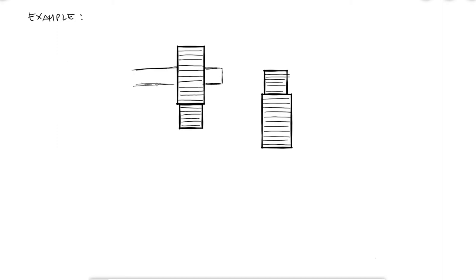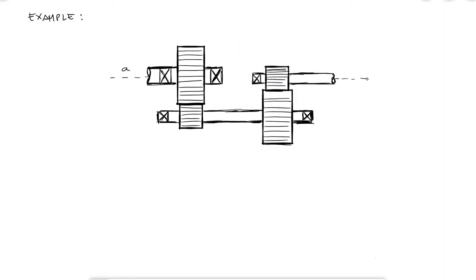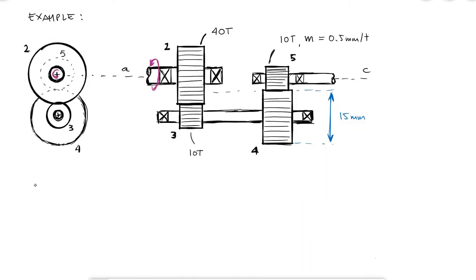In a 4-gear system that transmits power from shaft A to shaft C without any losses, gear 2 has 40 teeth, gears 3 and 5 are the same gear with 10 teeth and a module of 0.5 millimeters per tooth, and gear 4 has a pitch diameter of 15 millimeters. If shaft A is rotating at 200 revs per minute, what is the input and output torque and the output revs per minute if the power going in is 50 kilowatts?